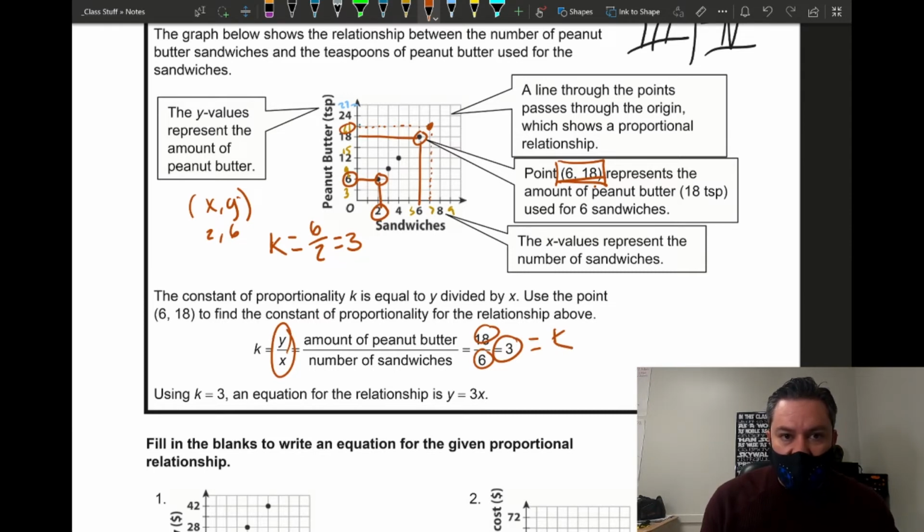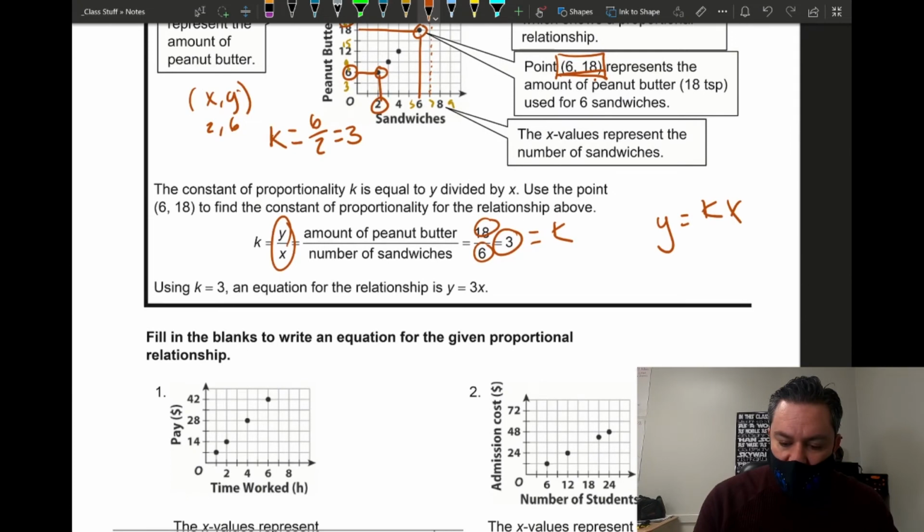Now to write the linear equation, the equation for the relationship, you're going to use the equation Y equals KX, and we're just going to replace the K value, which we just found right here. So this is the equation.